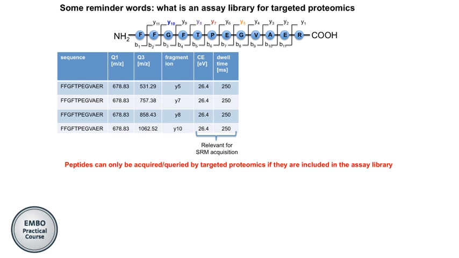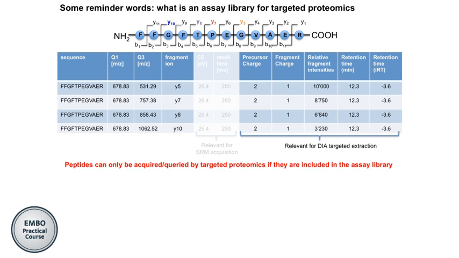And a very important consideration you might remember is that whether you do SRM targeted acquisition or SWATH targeted extraction, your peptides can only be tested and queried if they are included in your assay library. In SRM, of course, you need to have that because that's what you're going to acquire. But in SWATH, you also need to have this kind of assay list in order to query your peptides. And only the peptides that you have in your library will you be able to detect, or test if they are present in your sample.